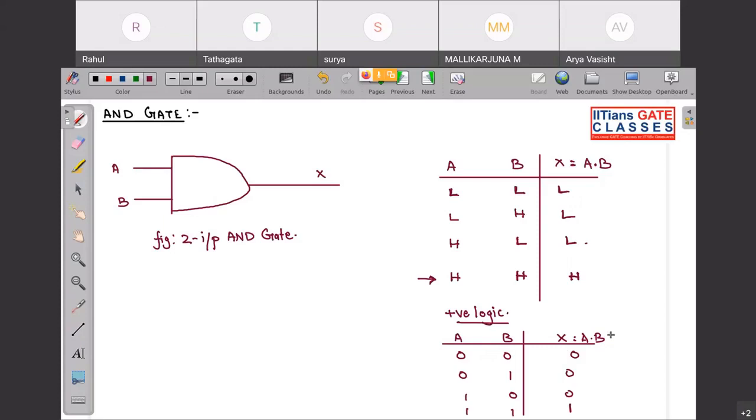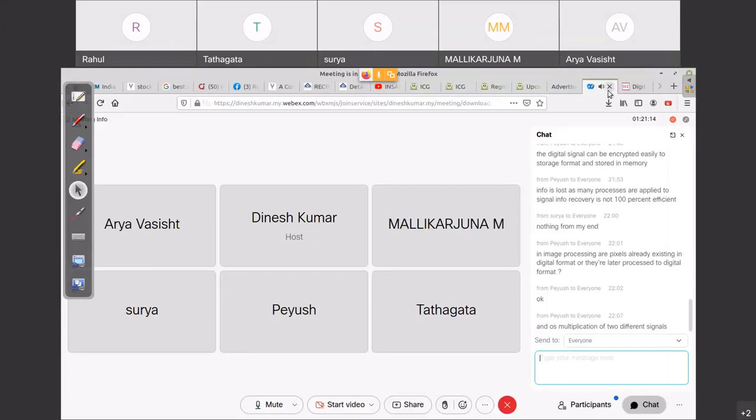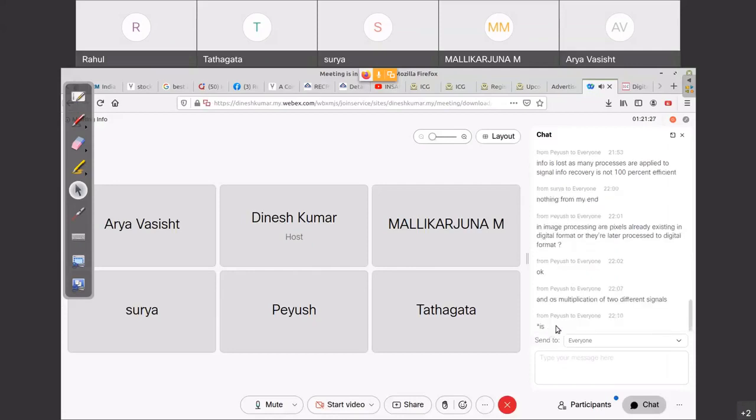Now if I want to ask you what is a truth table, can anyone define it? We all study these terms, but usually we ignore them. We know what a truth table is, but if I ask you what it is, you will not be able to answer. So can anyone say what a truth table is? Okay, I understood. So, what is a truth table?